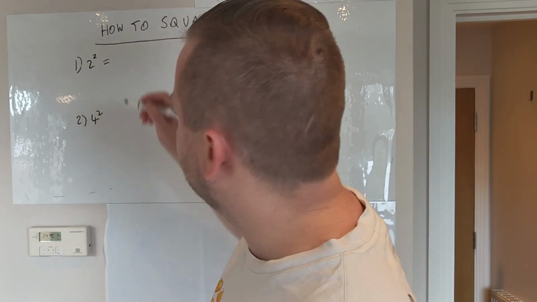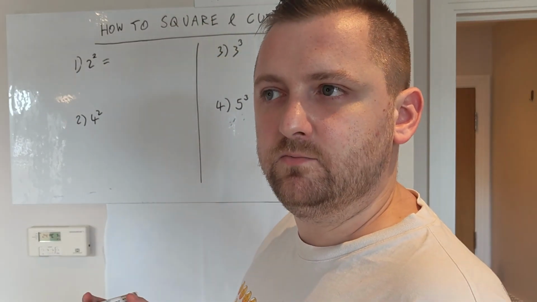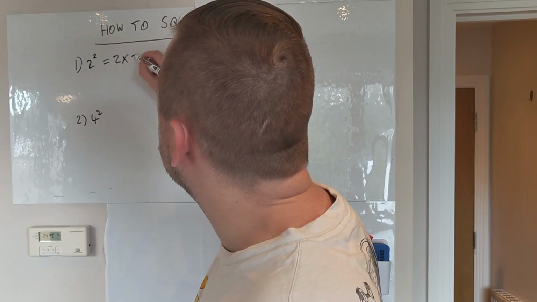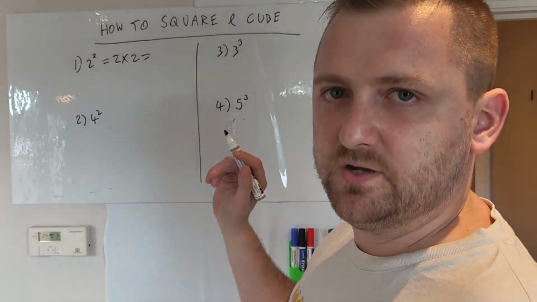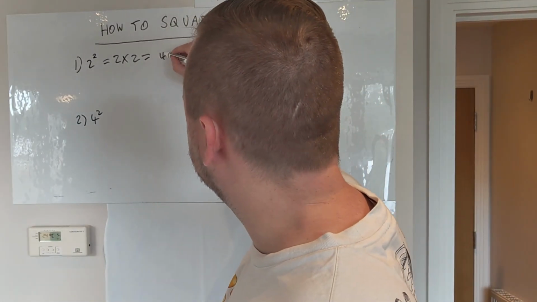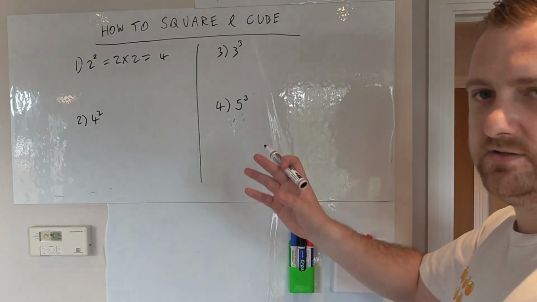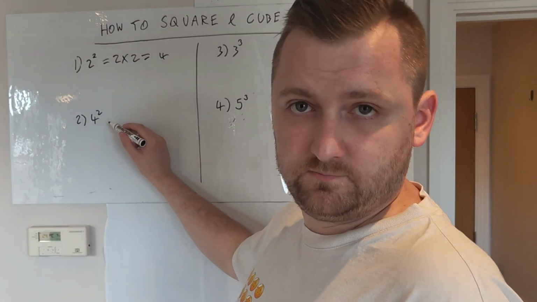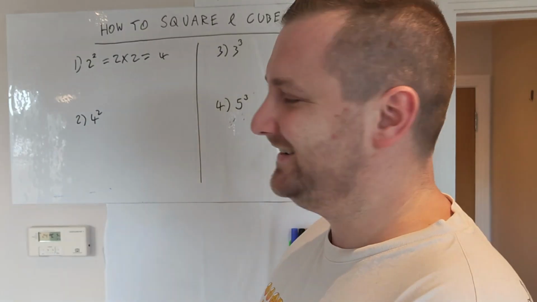So 2 squared is 2 to the power of 2. We're working with the value 2, and it's to the power of 2, so we just times it by itself 2 times, which is equal to 4. Now it's a bit confusing because we're dealing with a lot of 2's, but let's deal with question number 2. Lots of 2's.